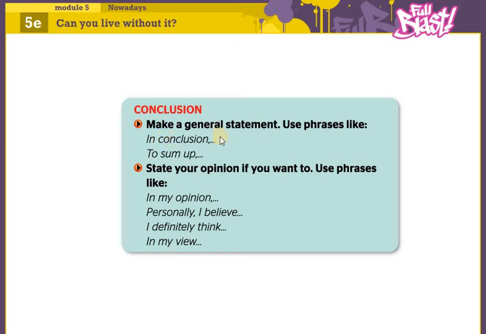Conclusion. Make a general statement. Use phrases like in conclusion, to sum up. So basically you know these words. You've been introduced to them. And state your opinion, which is the most important thing in this paragraph. Okay, to show your opinion.